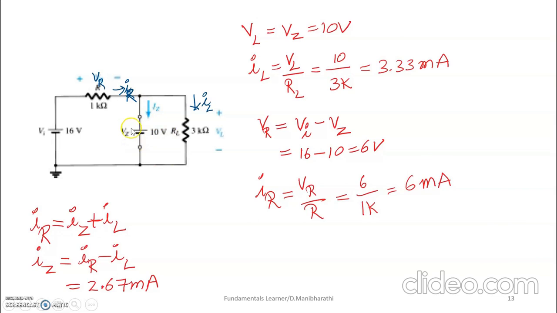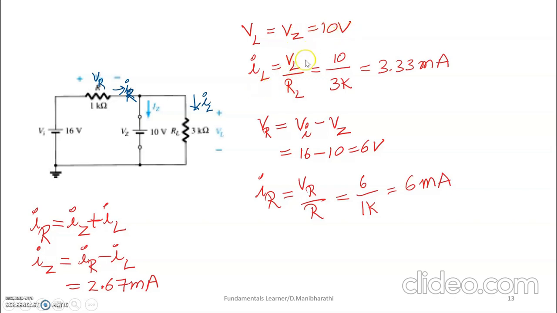Now I will find out the other part of the question, part B, that is what is VL. VL and VZ are parallel. So what is parallel? Both the terminals of the element are connected to the same point, right? RL is connected to this point, the other end of RL is connected to this point. So VZ and VL are the same, they are in parallel. So VL is equal to VZ equal to 10 volt.